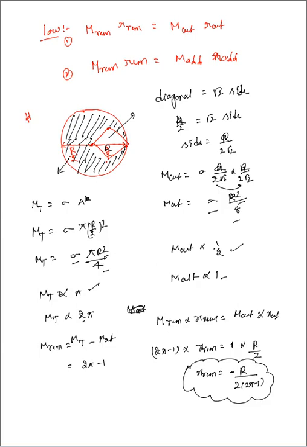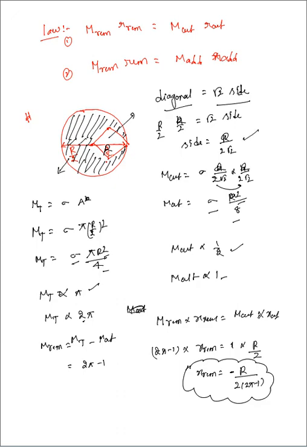So listen once again. For this square, if you want to calculate mass, you need to calculate the side length. So the diagonal value, how much? R by 2. R by 2 means the diagonal can be written as what? Root 2 into side. So R by 2 equal to root 2 into side. Therefore side equals R by 2 root 2.